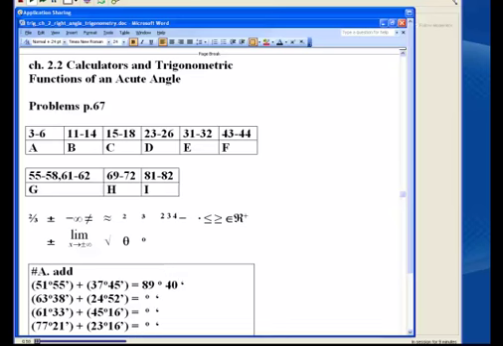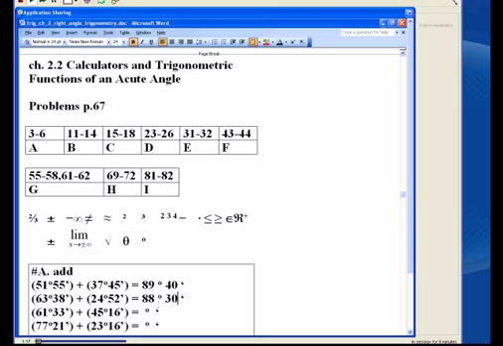Let's see, 63 plus 24 is going to be 87. 38 plus 52 is 90. So it's going to be an extra degree and 30 seconds. In the meantime, I'm going to double check my answers with the book, and so far I'm okay.